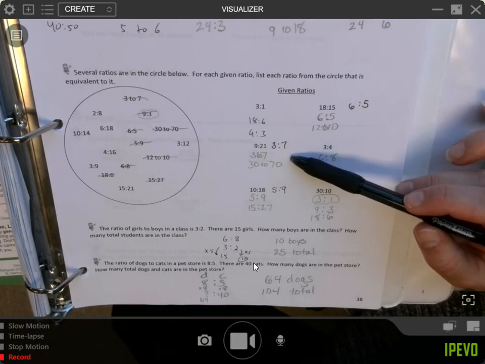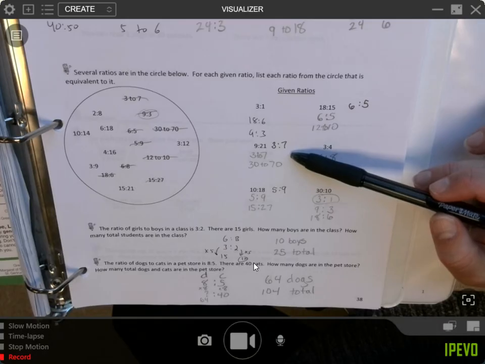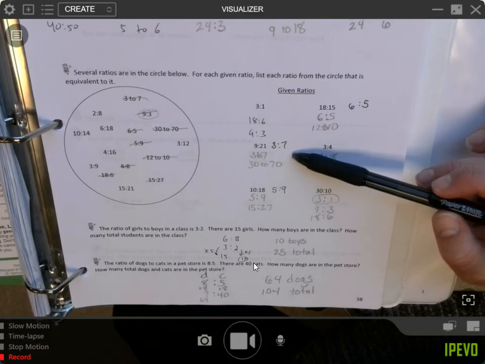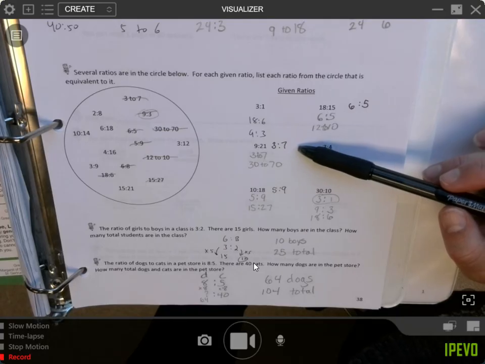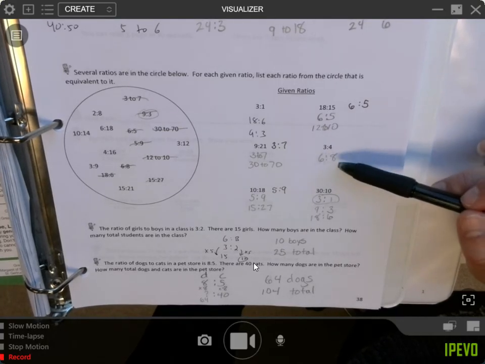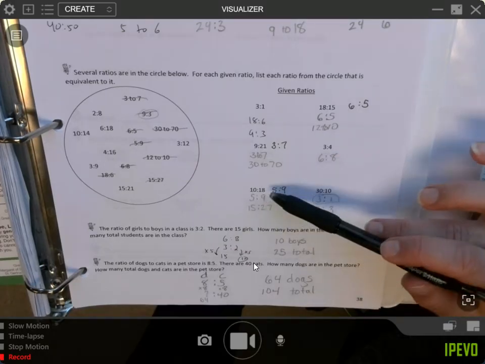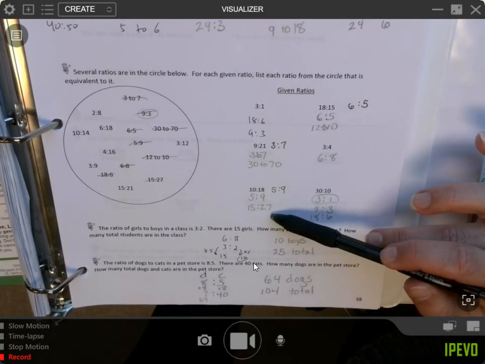Remember, you need to look for all equivalent fractions. So on the test, last time with the equivalent fractions, it said give 2, and I had a lot of people only give 1. You really have to pay attention to those directions so we don't have to retake the objective. 3 to 4 only had 1, 6 to 8. 10 to 18 had 2, 5 to 9, 15 to 27.